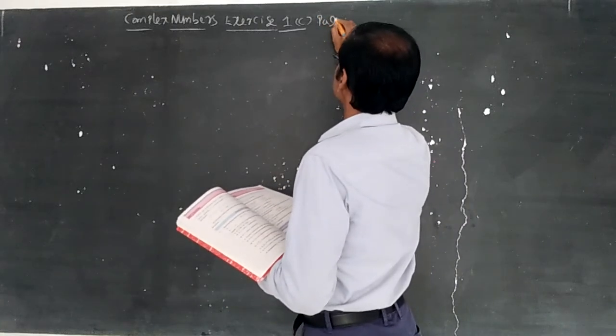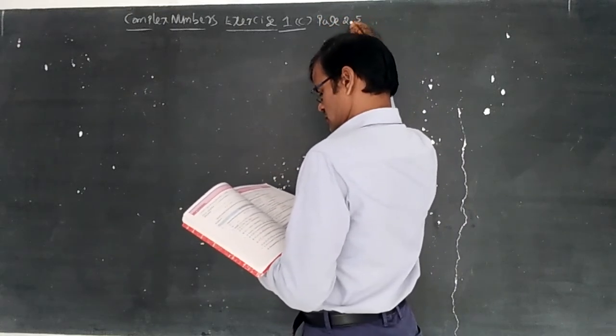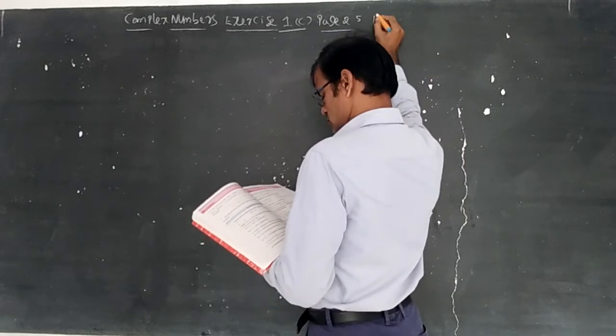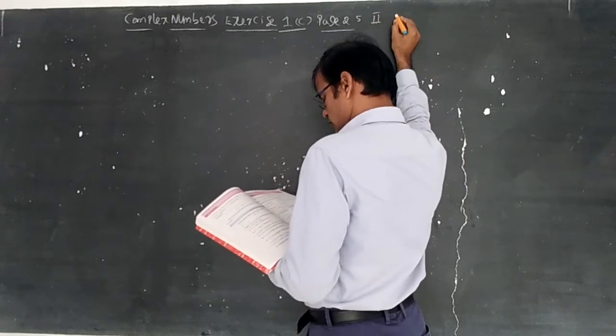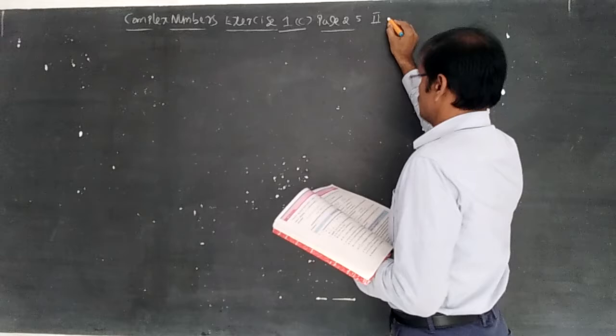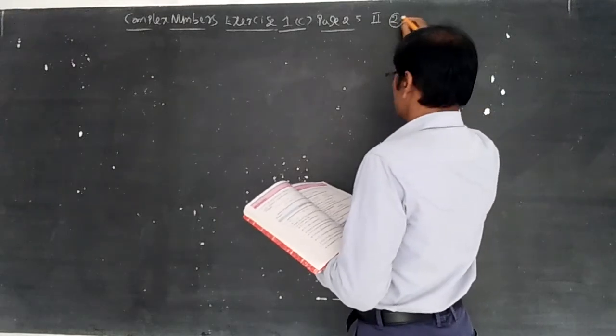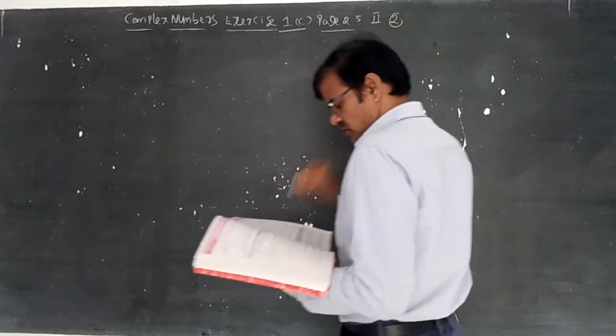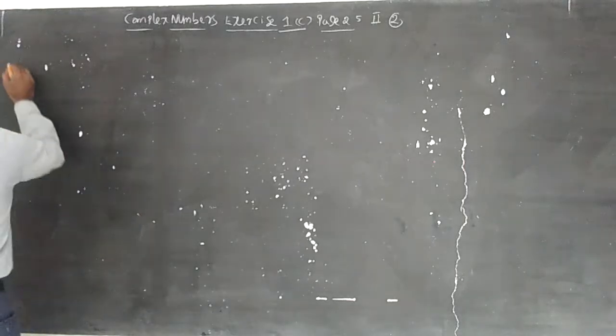Let us discuss Roman number 2, second sum onwards. Roman number 2, general number 2, everything else.